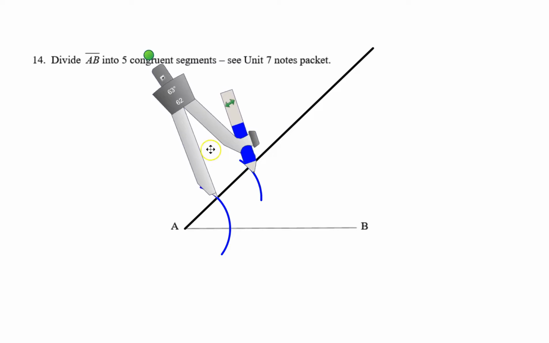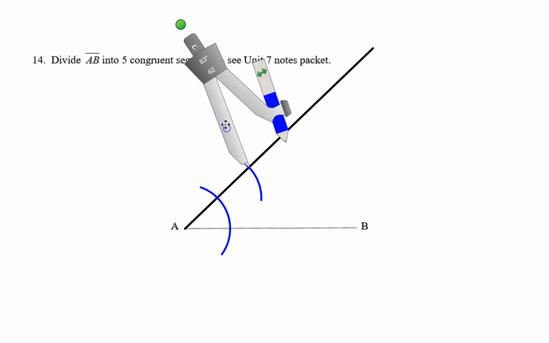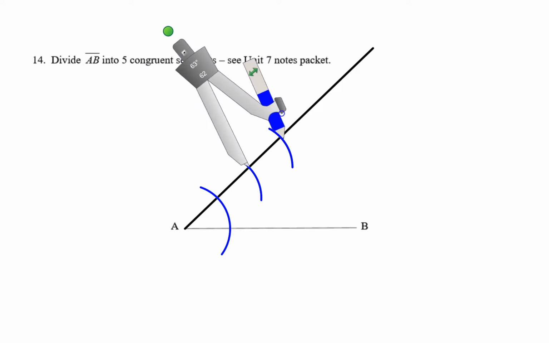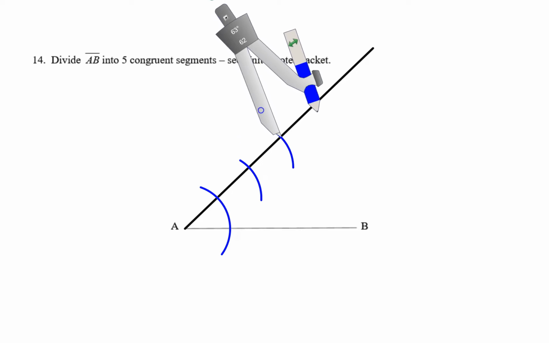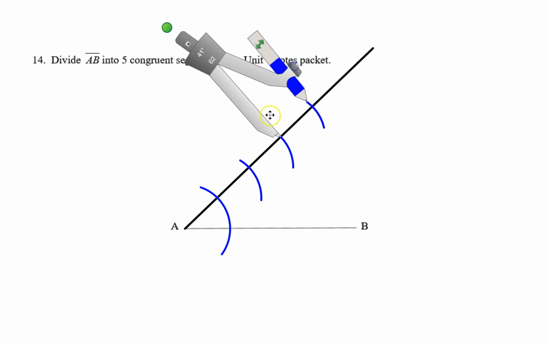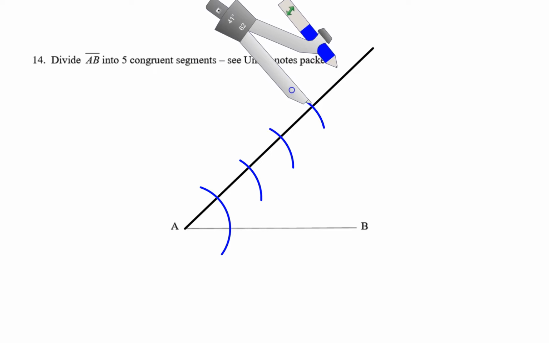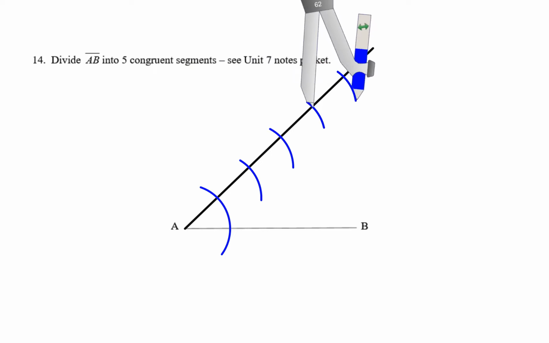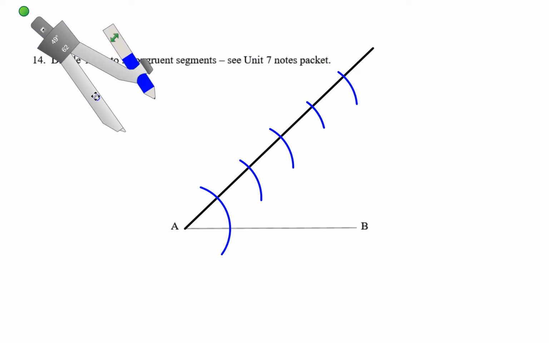So 1, 2, 3, 4, and lastly 5. Okay, I'm going to label each of these points A, B, C, and D, and this is really important because there's going to be a lot of stuff going on in here that you need to keep track of. And using the letters will be helpful.